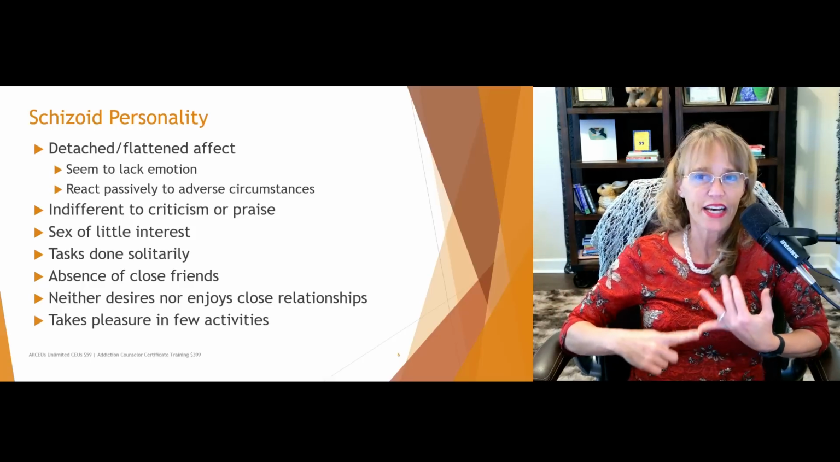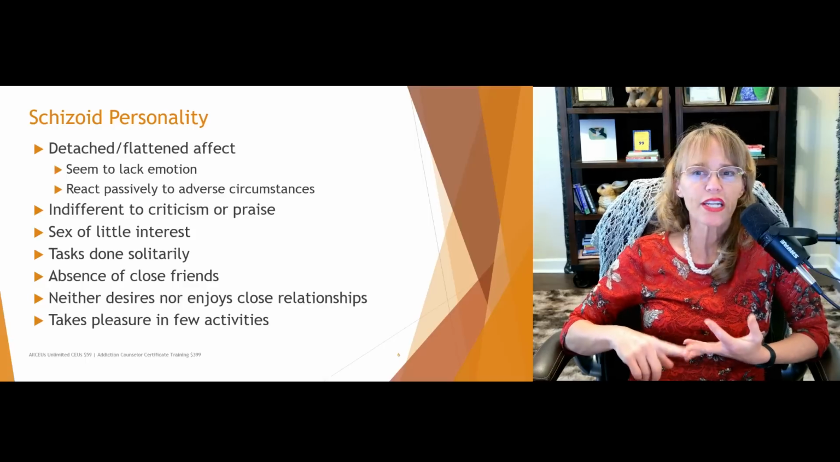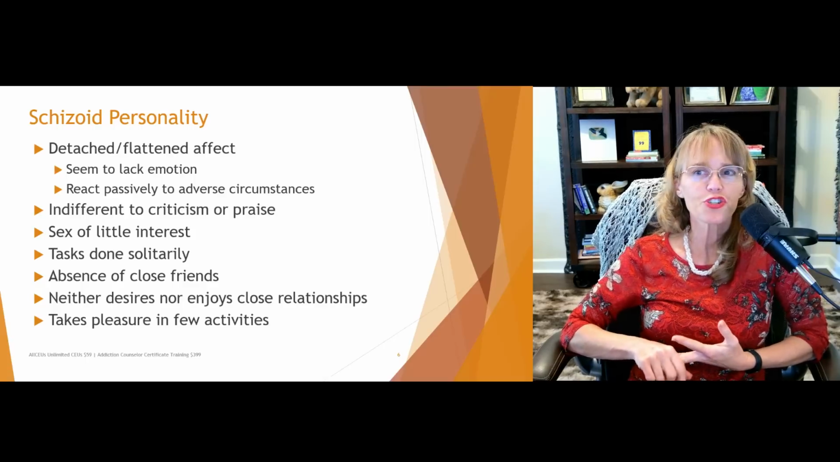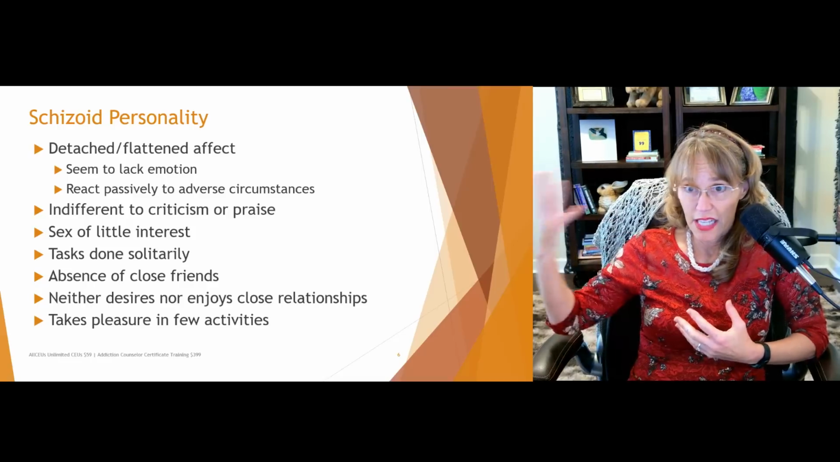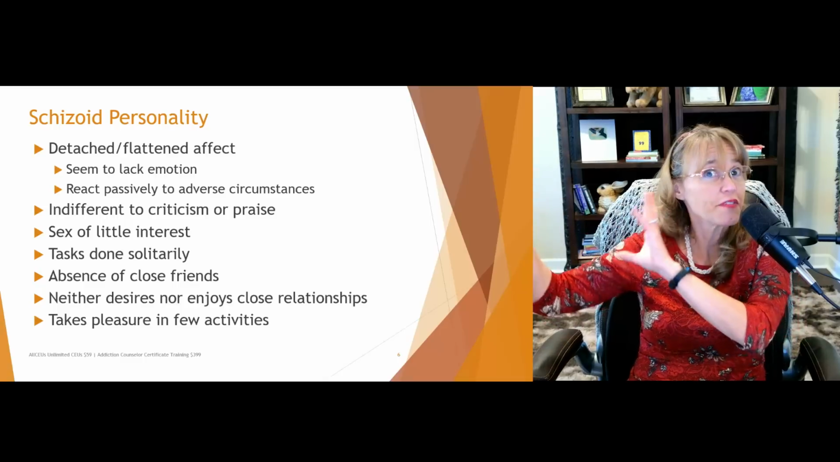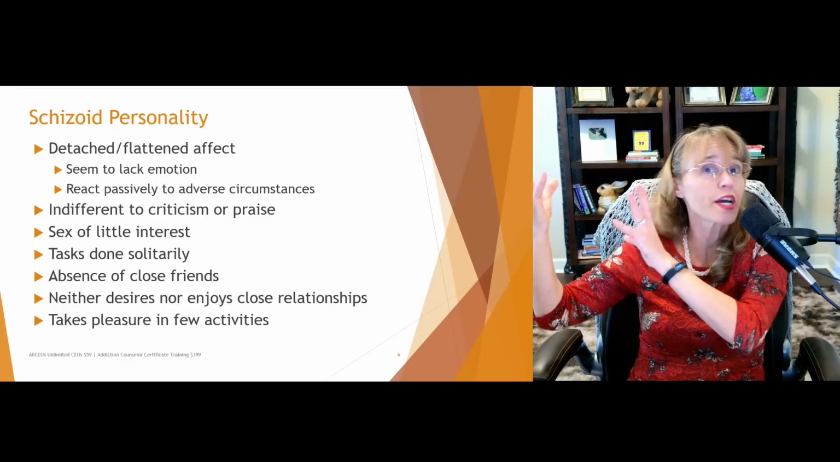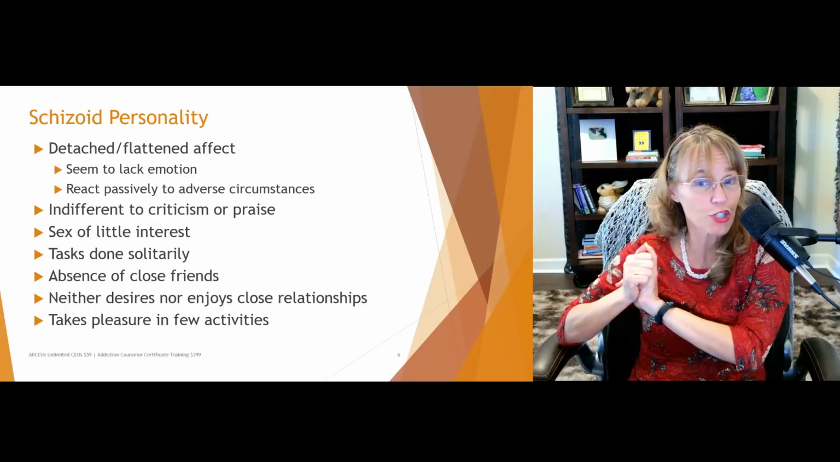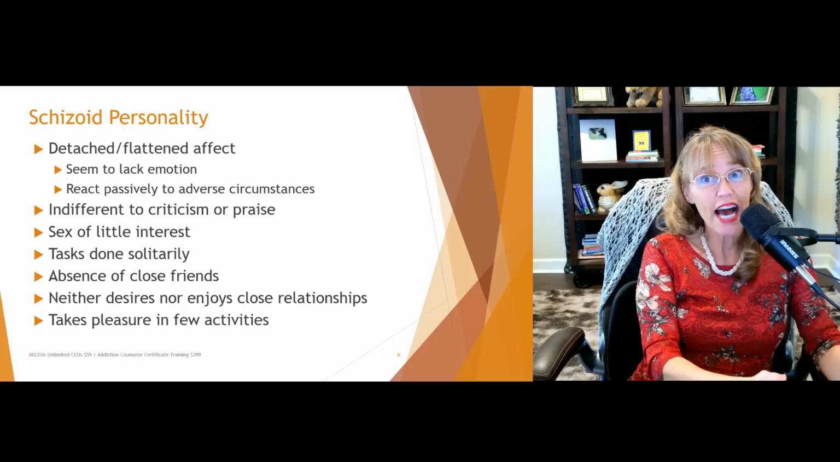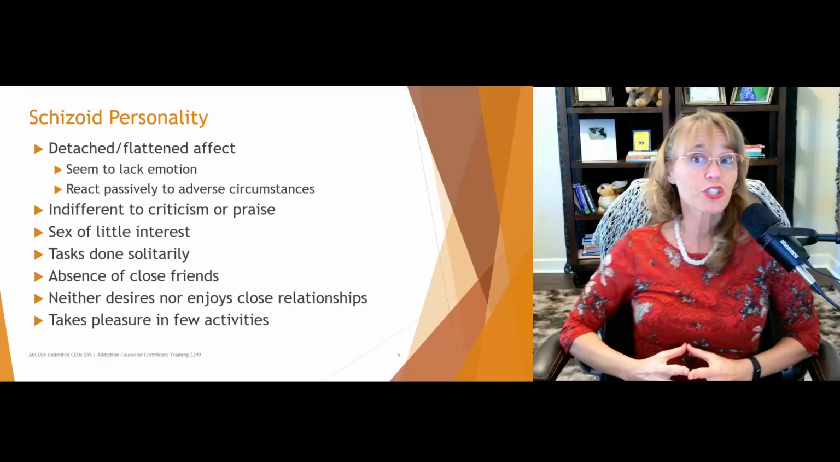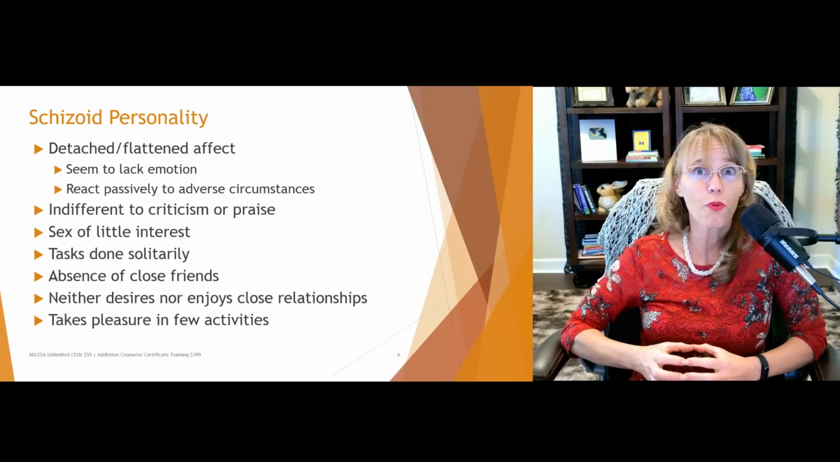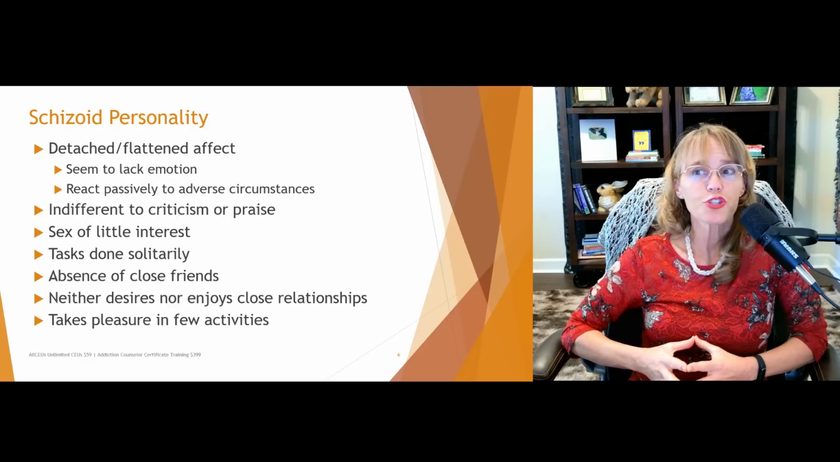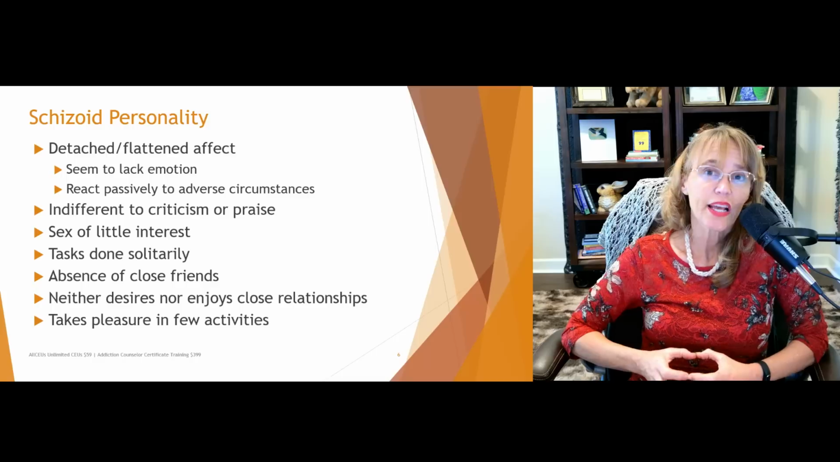Detached or flattened affect. They seem to lack emotion and react passively to adverse circumstances. Okay. Is it that we have this as part of it, something that is going on in their brain that is not related to trauma? Or do they have a detached or flattened affect because it hurts too much to feel? Because they've gotten their hopes up so many times and been disappointed so many times that it hurts too much to feel. And when bad things happen, it's just like, yeah, kind of expected that.